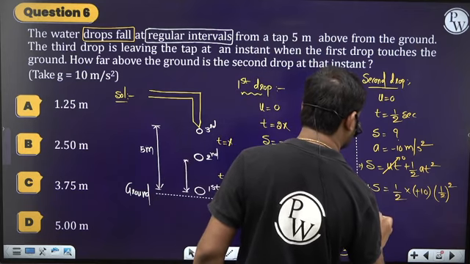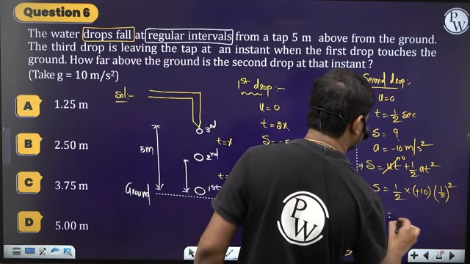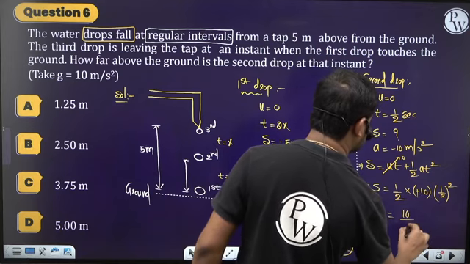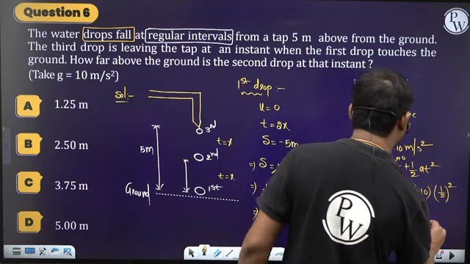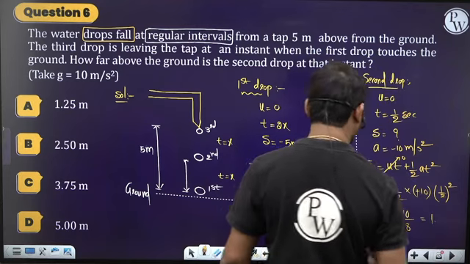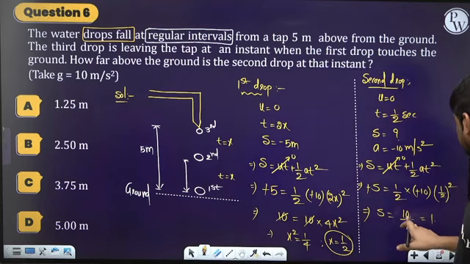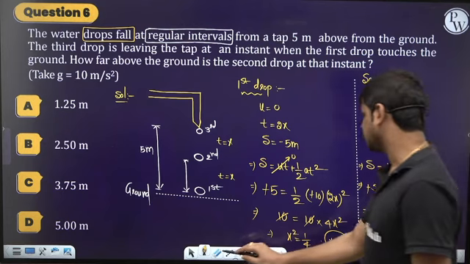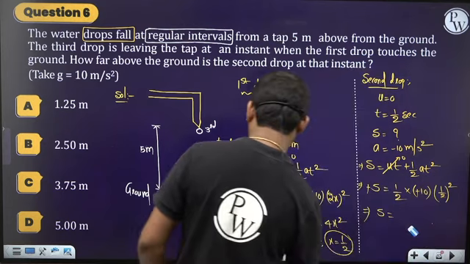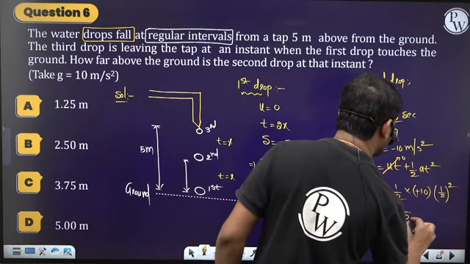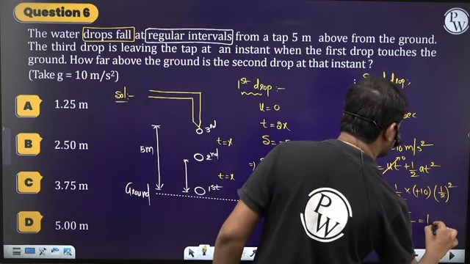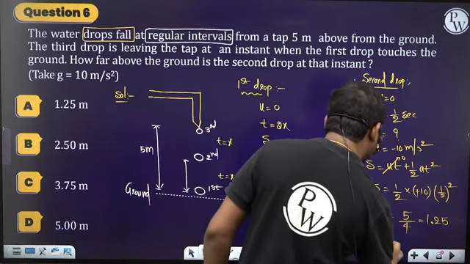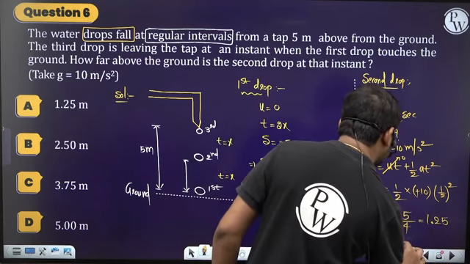So from here I can write s is equal to 10 by 8, which is 5 by 4. So 5 by 4 is nothing but 1.25. We already know this. So that means s is equal to 1.25 meters.